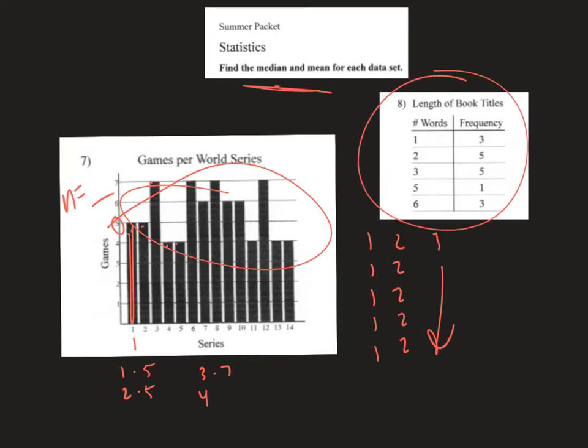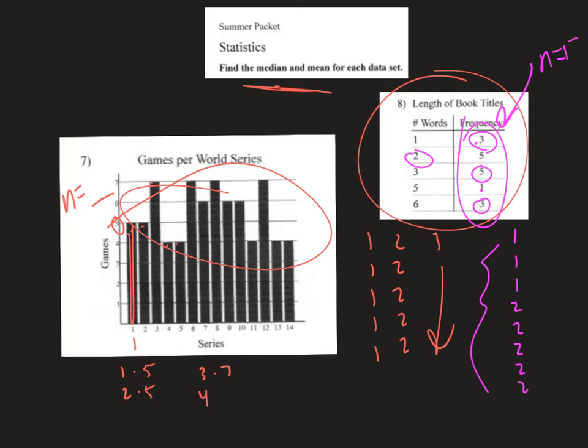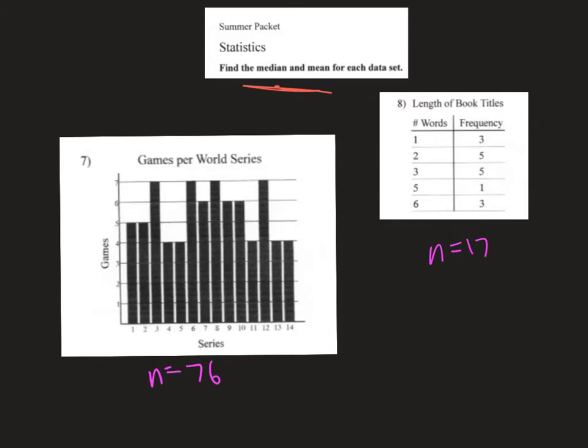Over on number 8, it says this is the length of book titles. We have the number of words, 1, and it happens 3 times. So that's 1, 1, 1. Number of words, 2, and that happens 5 times. So it's 2, 2, 2, 2, and 2. So on and so forth until you get an n. If you want to know what n is, it's the total of all of those values. So 5 and 3 is 8, 9, 12, and 17. So I guess n is equal to 17 for this length of book titles. There's apparently 17 book titles, so there's 17 values over here.